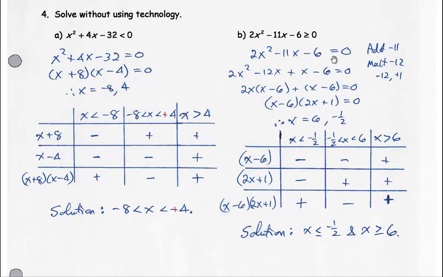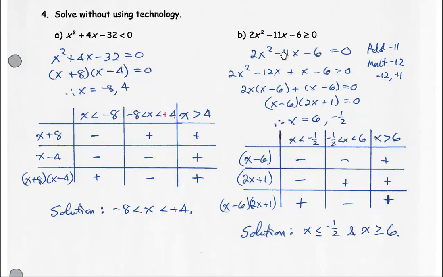For b here, we would have to factor the 2x squared minus 11x minus 6. So look for two numbers that add to negative 11 and multiply to negative 12. 2 times negative 6 is negative 12. And those numbers would be negative 12 and 1. I'm going to use the method of decomposition to factor this.